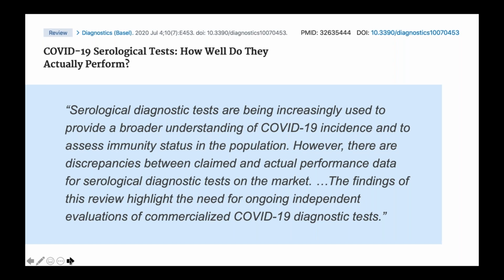They have a summary statement here that I wanted to just quickly read, which is: serological diagnostic tests are being increasingly used to provide a broader understanding of COVID-19 incidence and to assess immunity status in the population. However, there are discrepancies between the claimed and actual performance data for serological diagnostic tests on the market. The findings of this review highlight the need for ongoing independent evaluations of commercialized COVID-19 diagnostic tests.